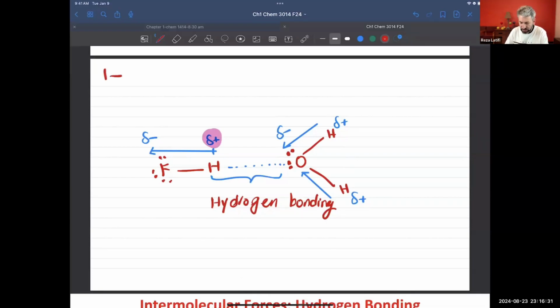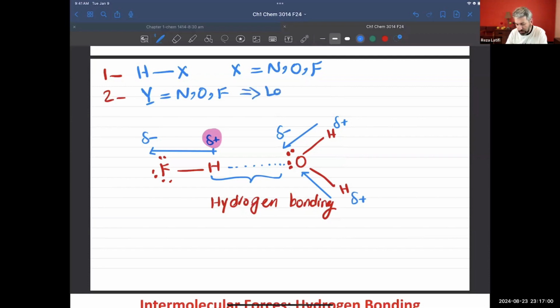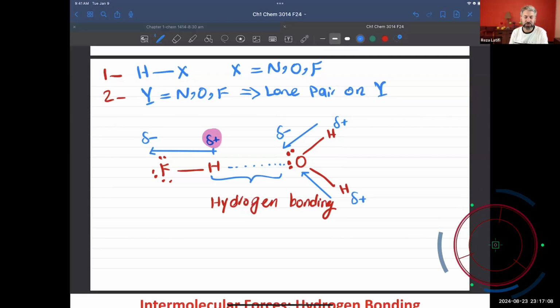One, we need to have hydrogen attached to X, and X has to be an electronegative element like nitrogen, oxygen, or fluorine. Two, we need to have Y, and Y can be nitrogen, oxygen again, or fluorine. We need to have a lone pair on Y. That lone pair will interact with hydrogen, and it will give you hydrogen bonding.